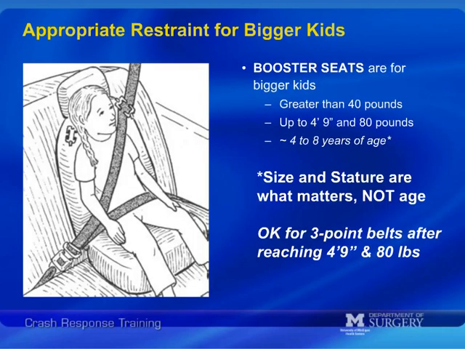For bigger kids, booster seats are appropriate. This is for kids who are greater than 40 pounds and up to 80 pounds and up to 4 feet 9 inches tall. In general, this is in the range of 4 to 8 or 9 years old. It's important to keep in mind that it's the size and stature of the child that matters and not the age. Age guidelines are just a general rule of thumb. What's important to remember is 40 to 80 pounds and up to 4 feet 9 inches tall. Children are okay for regular, adult, 3-point belts after reaching 4 feet 9 inches and 80 pounds.